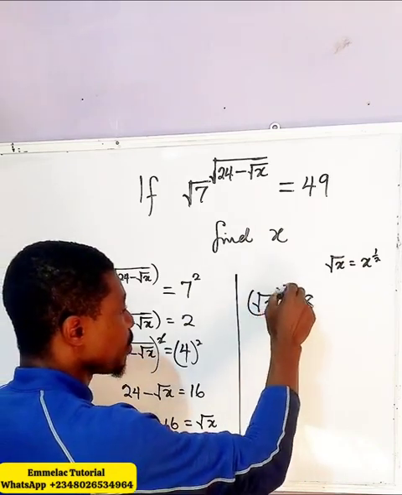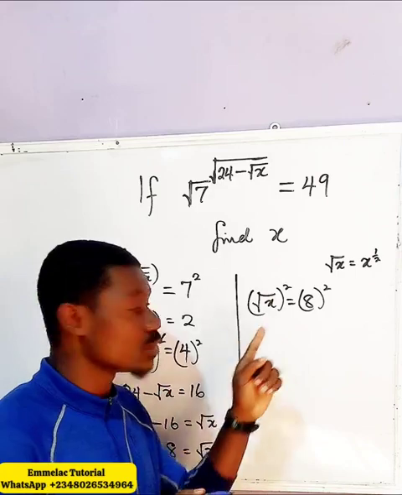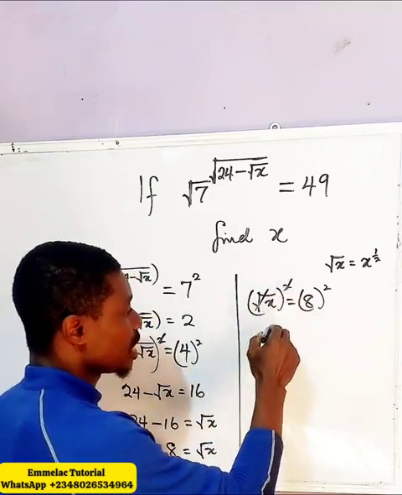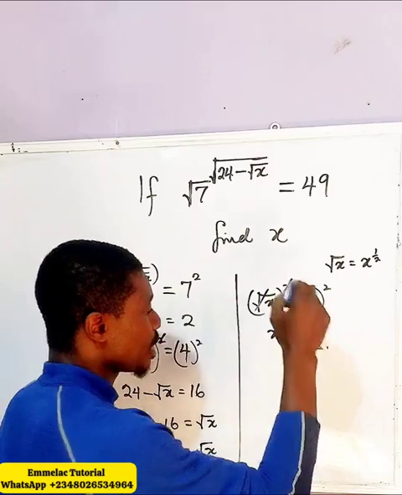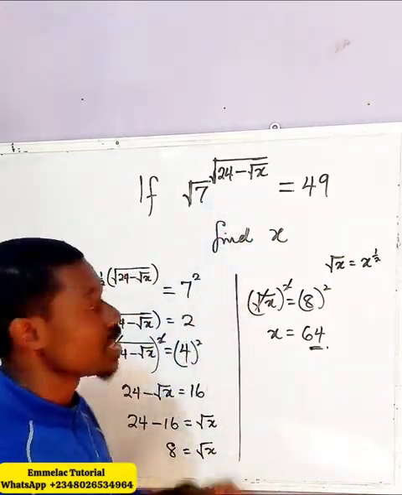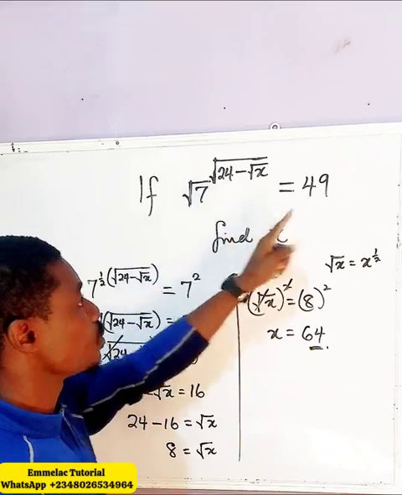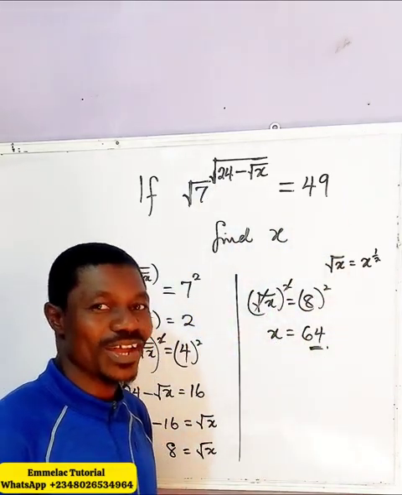Then raise this to the power of 2, and why I'm doing this is to undo the square root here. Alright, so these two cancel, then here we have that x equals 64. Okay, now x equals 64. When you plug it here, you end up having 7 raised to the power of 2, which gives us 49. Thank you and God bless you.